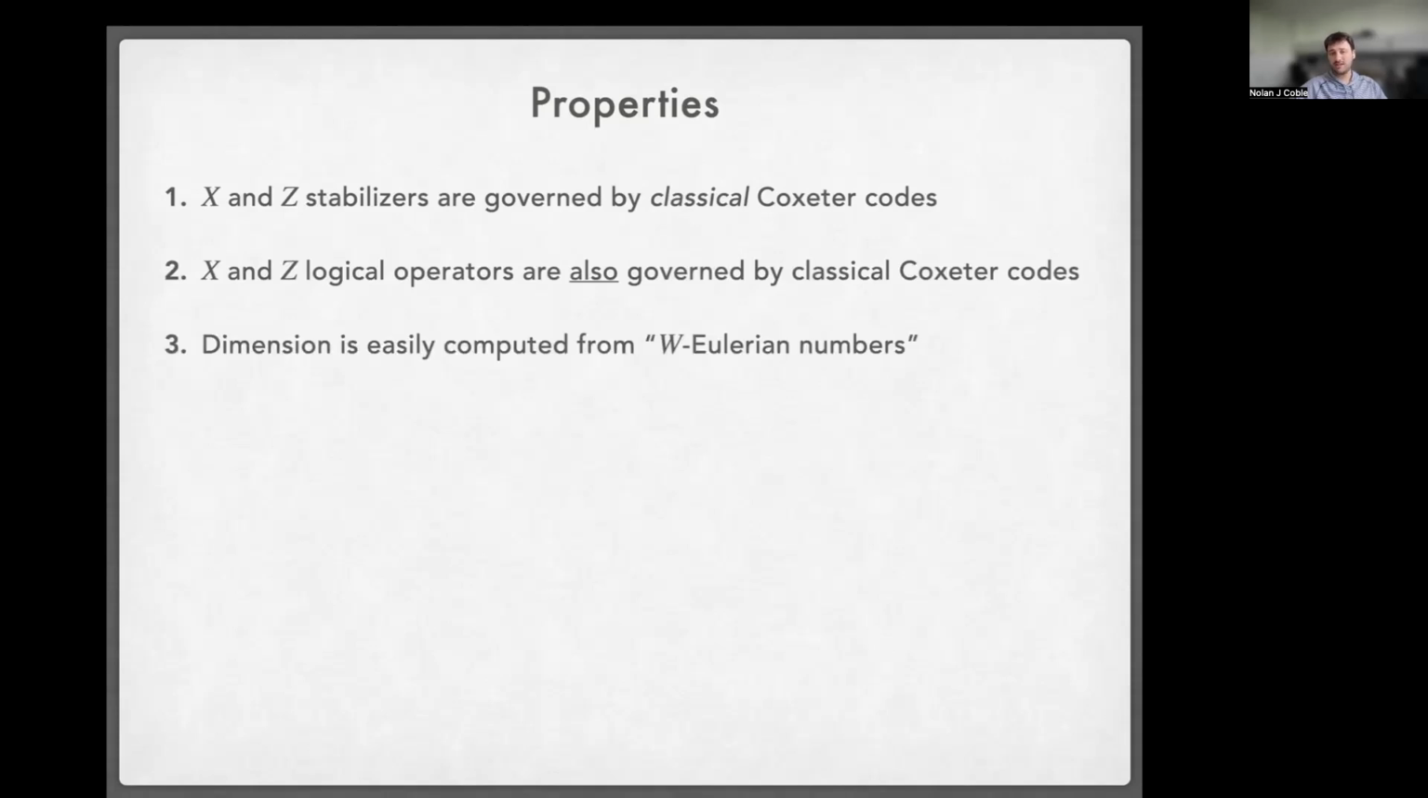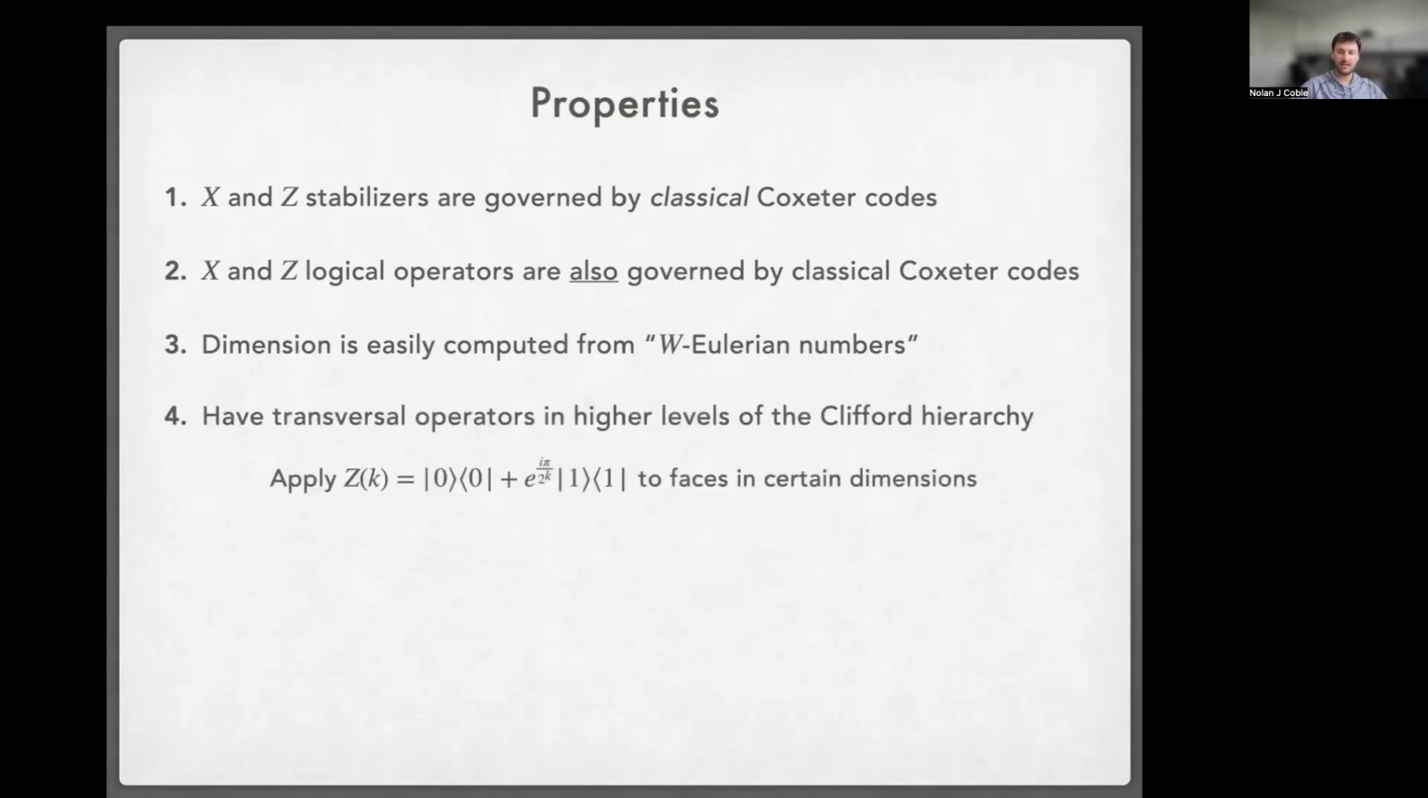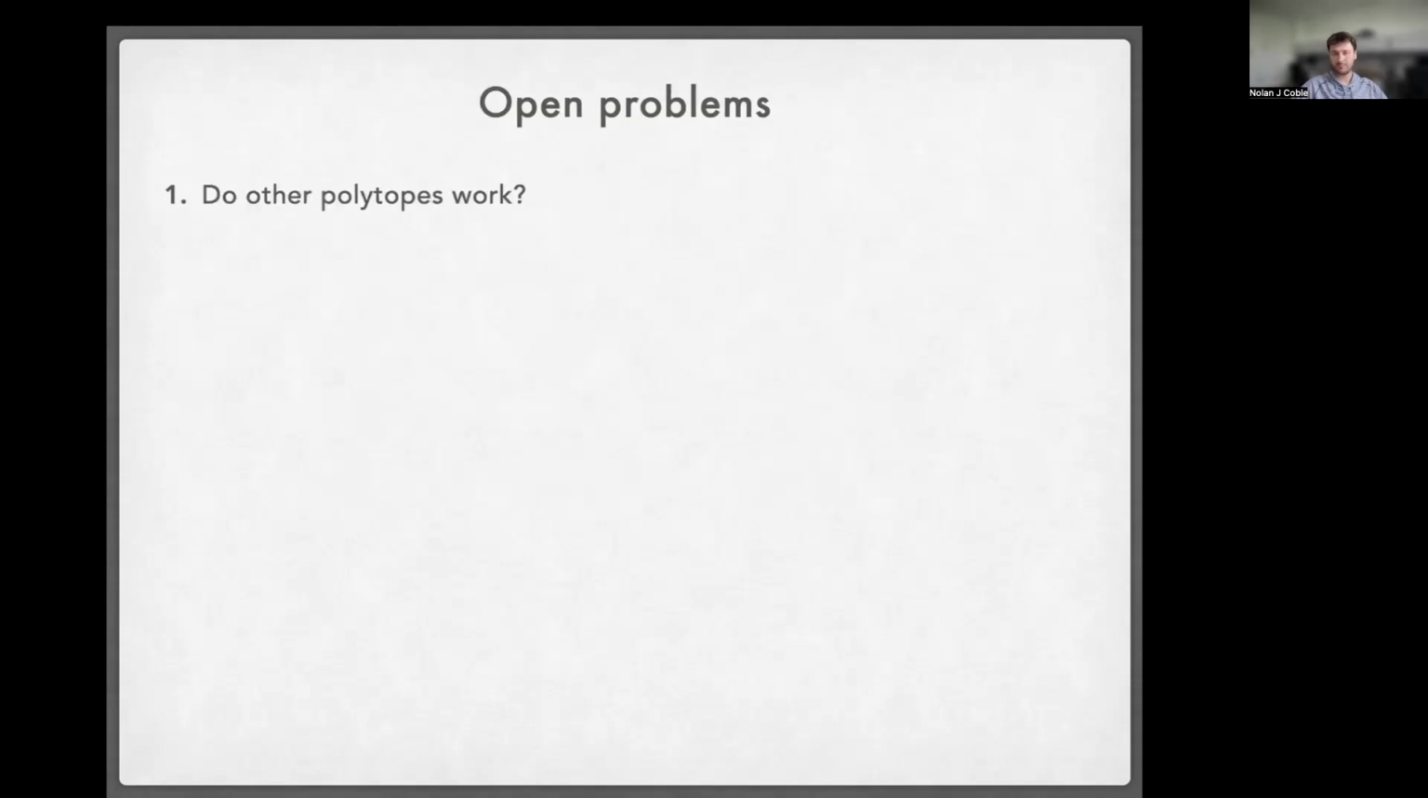The dimension is easily computed from something called a W Eulerian number. It's pretty straightforward to compute these things. There's a recurrence relation to count this. And then maybe most interestingly, these quantum Coxeter codes have transversal operators in higher levels of the Clifford hierarchy. There's a generalization of the Pauli Z operator, and applying this to faces of certain dimensions necessarily gives us logic.